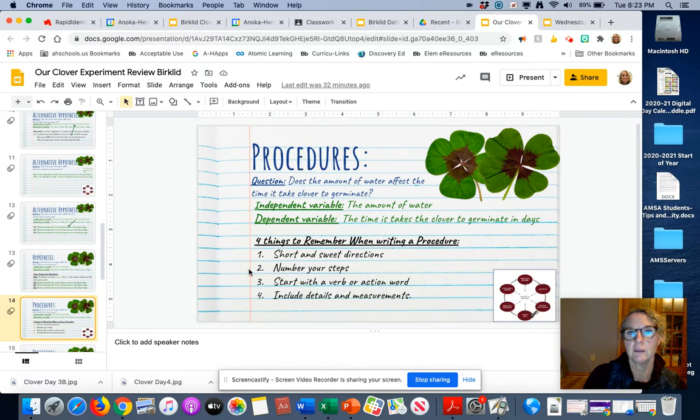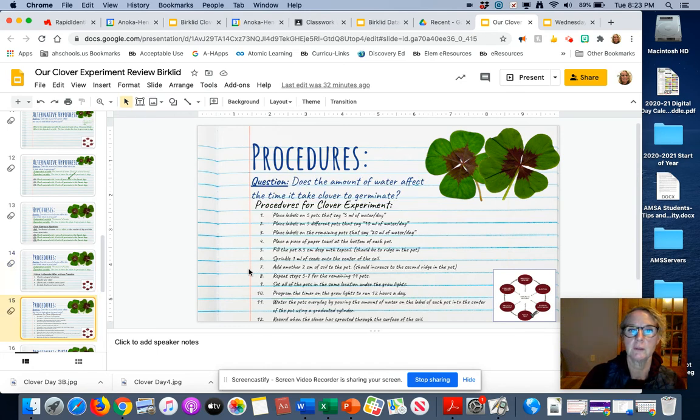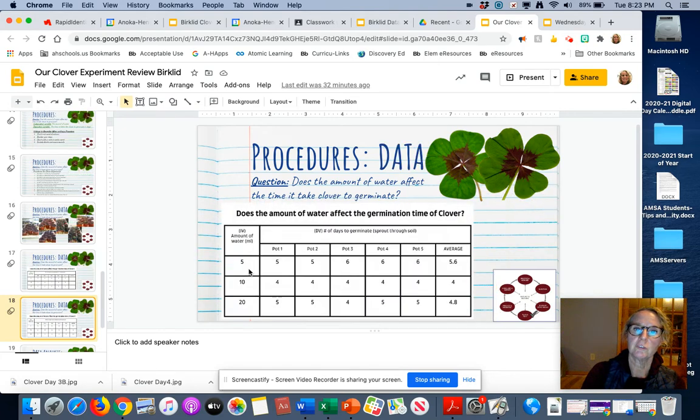And then lastly, procedures. The 4 things you need to remember are that they need to be short and sweet directions. You need to number your steps. You need to start with a verb or an action word and include details and measurements. And then lastly, we just talked about data collection, and that part is not on the quiz tomorrow. So that's just through procedure.